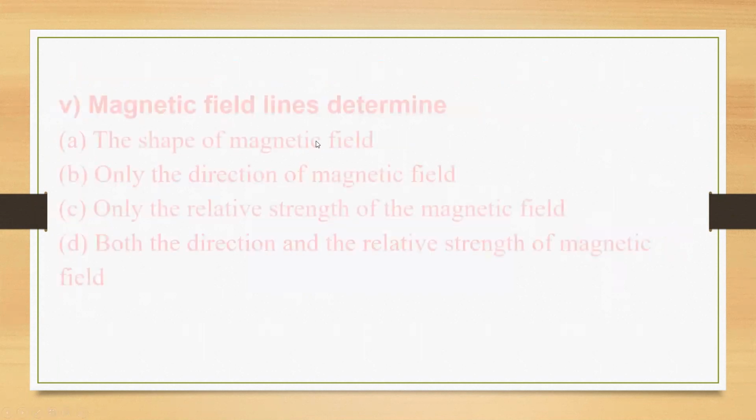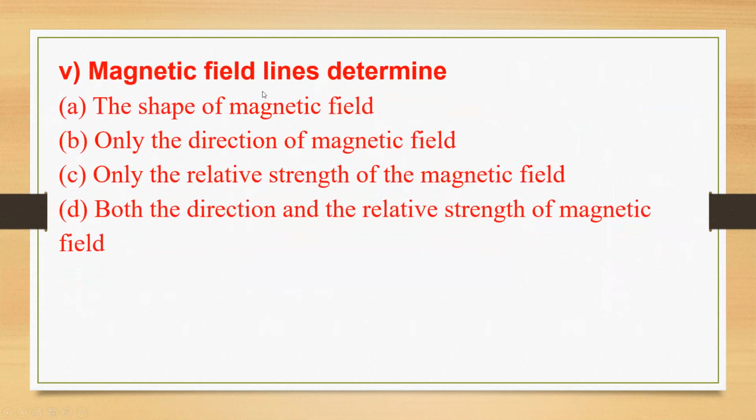Move to the next question. Magnetic field lines determine the shape of the magnetic field, only the direction of the magnetic field, only the relative strength of the magnetic field, or both the direction and the relative strength of the magnetic field. Of course, magnetic field lines. From the field lines, what are the things we come to know? Direction of the magnetic field we can easily understand, no? Around the magnet we used to draw the magnetic field lines. If a straight conductor is there, around that we show the magnetic field lines direction.